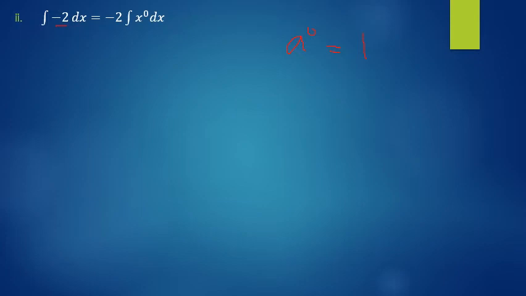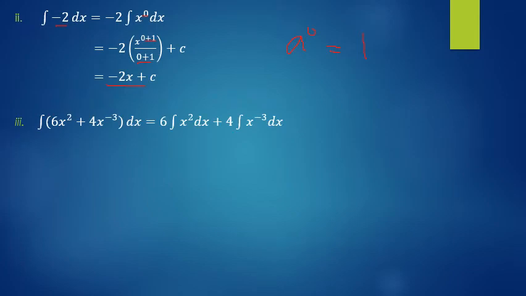So with that, we can still use the power rule. So we have x to the power 0 plus 1. So our n here, our exponent is 0. So we add 1 to that. And then the denominator would be 0 plus 1. So of course, x to the power 1, that's still x. And then divide by 1, that is still x. So finally, we will get negative 2x plus c. Let's have a third example.